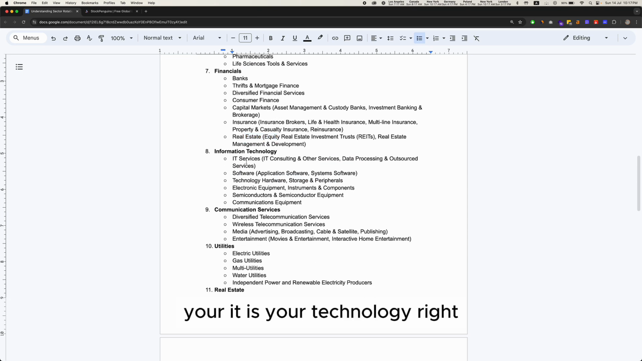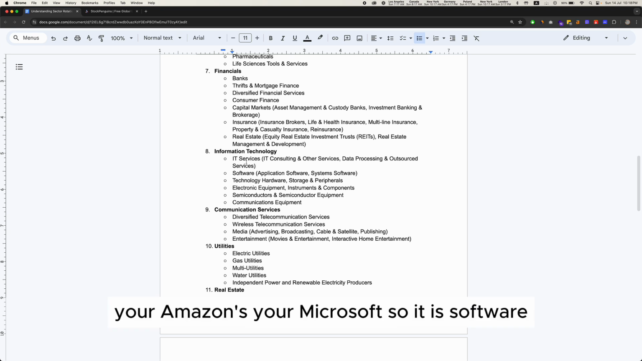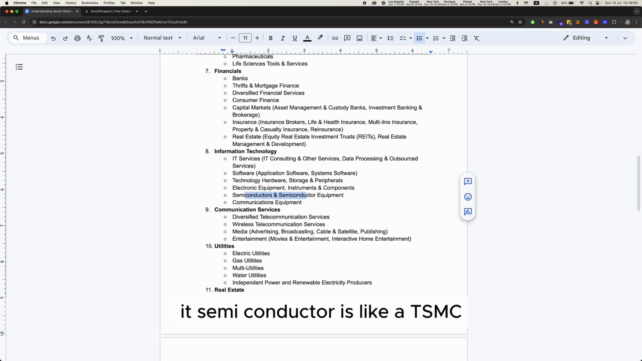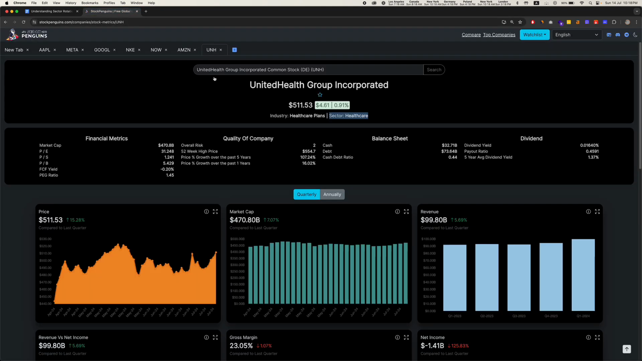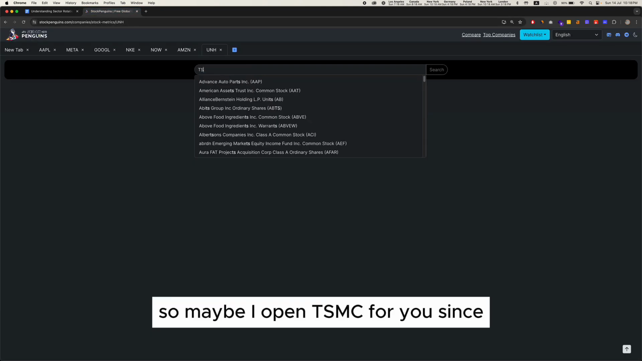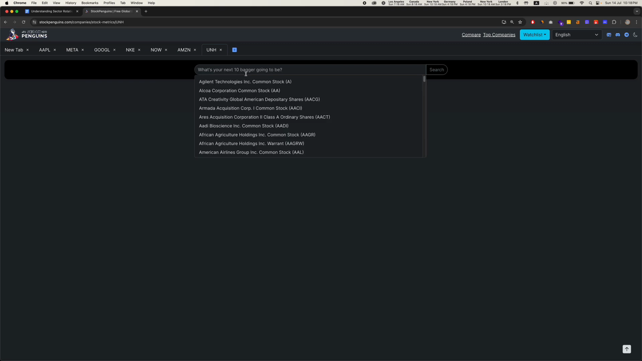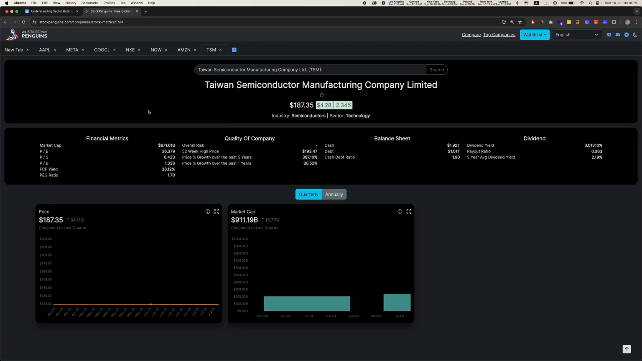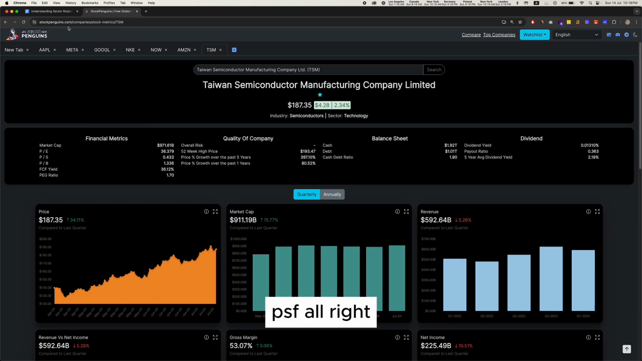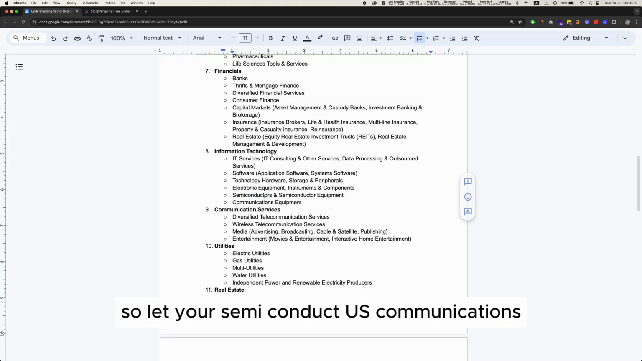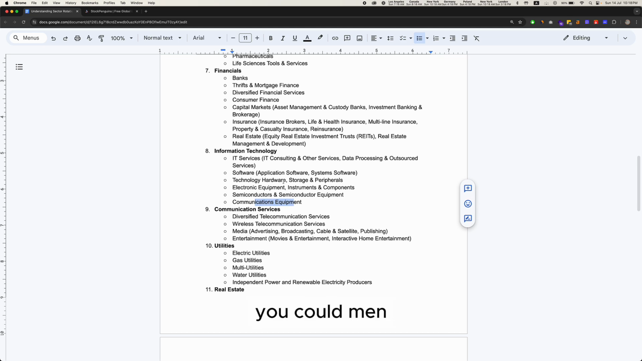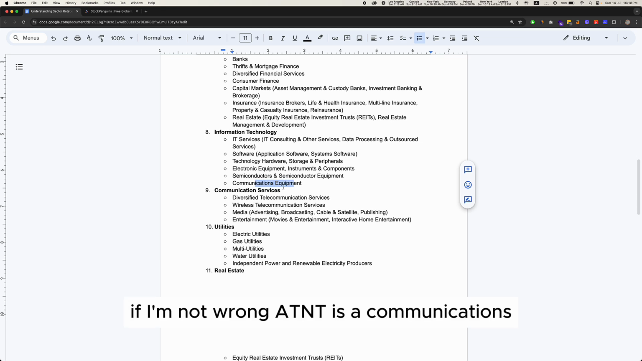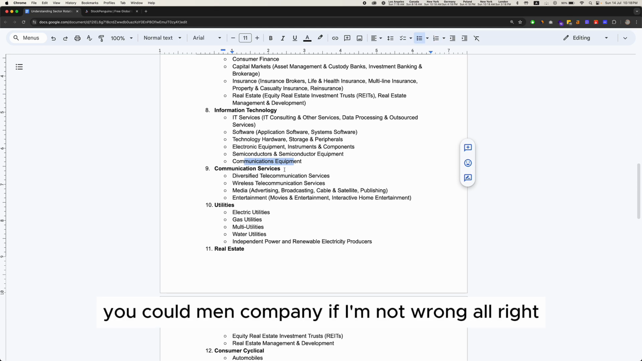All right, your IT is your technology, right? It's your Google, your Amazons, your Microsofts. So this is software, IT. Semiconductor is like a TSMC. So maybe I open TSMC for you, Taiwan Semiconductor, TSM. All right. So that's your semiconductors, communications equipment. If I'm not wrong, AT&T is a communications equipment company. If I'm not wrong. Right.